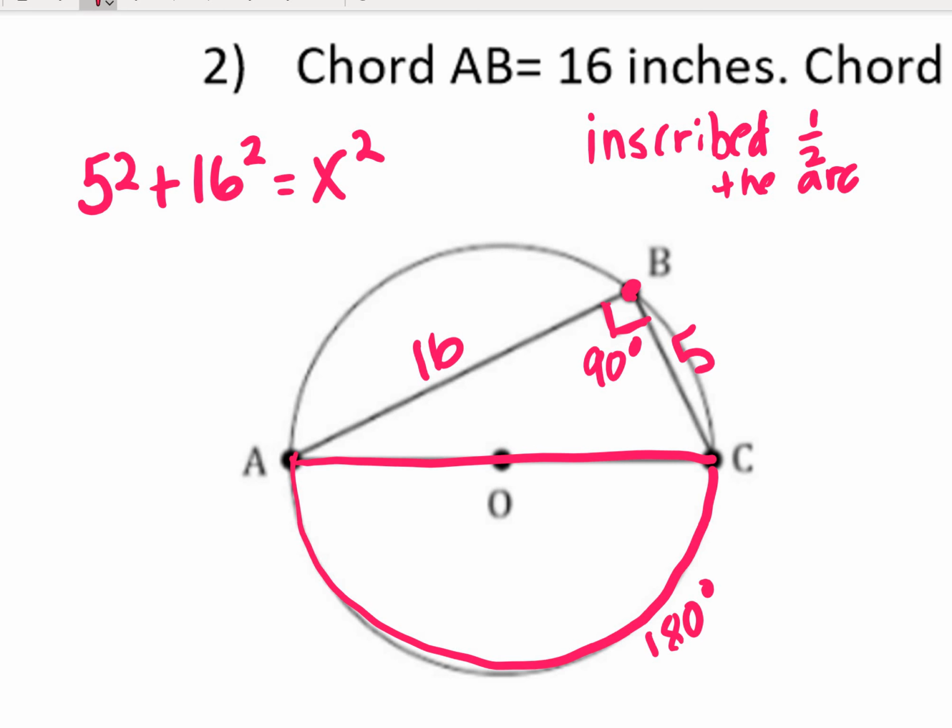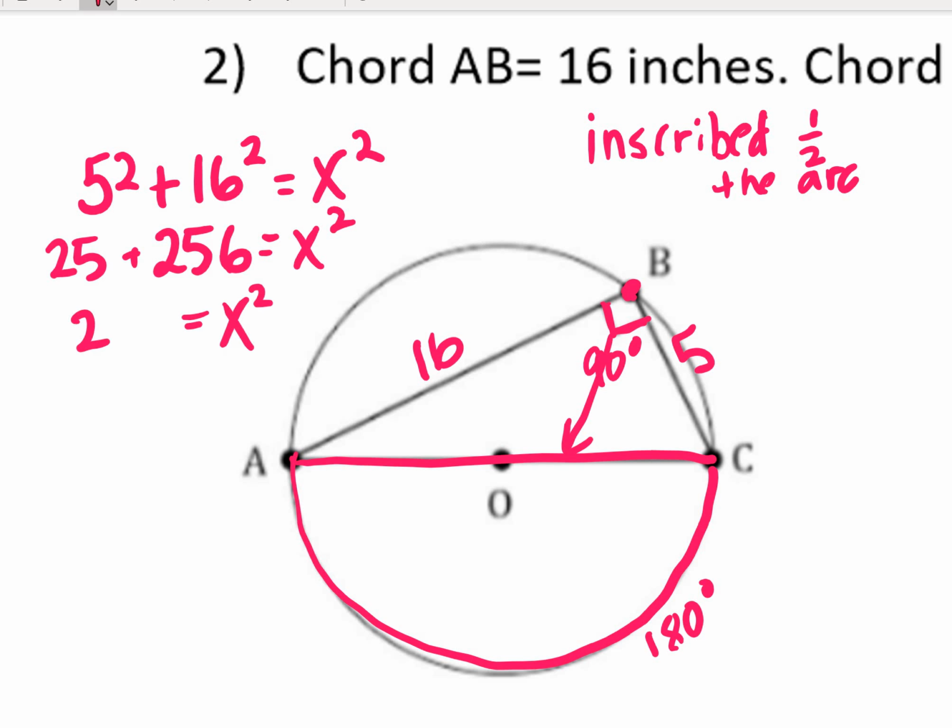How do I know what to put by itself on the equal sign? That is your hypotenuse, and that is always directly across from your diameter. So working these numbers, I'm going to have 25 plus 256 equals x squared. Solving that, I have x squared equals 281. Square root of both sides gives me x equals 16.76.